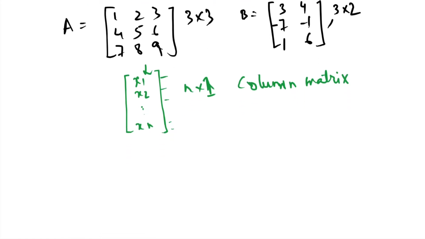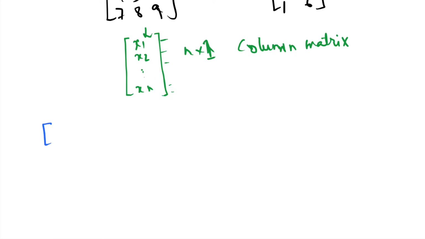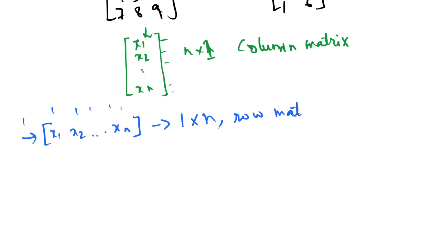Okay, let's consider this matrix x1 x2 dot dot dot xn. All right, so this is an example of a 1 by n matrix because this has just got 1 row and n columns. All right, and a 1 by n matrix is also known as a row matrix. It's known as the row matrix because this matrix has just 1 row of data.